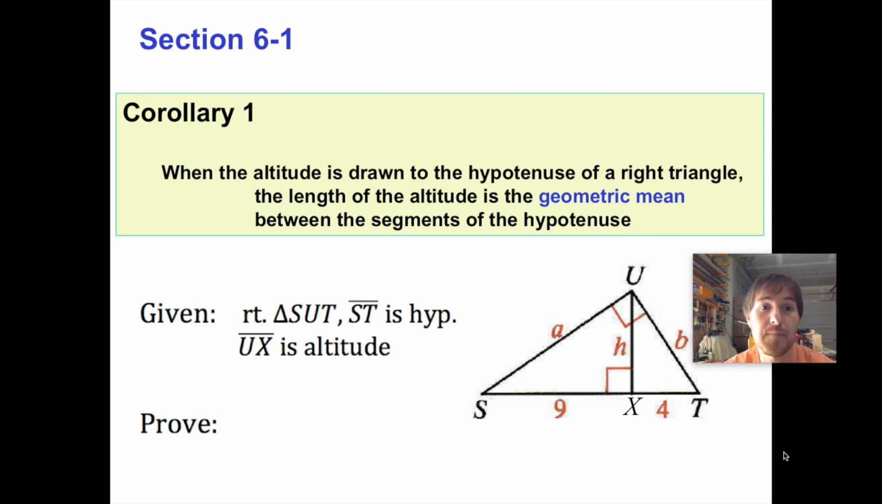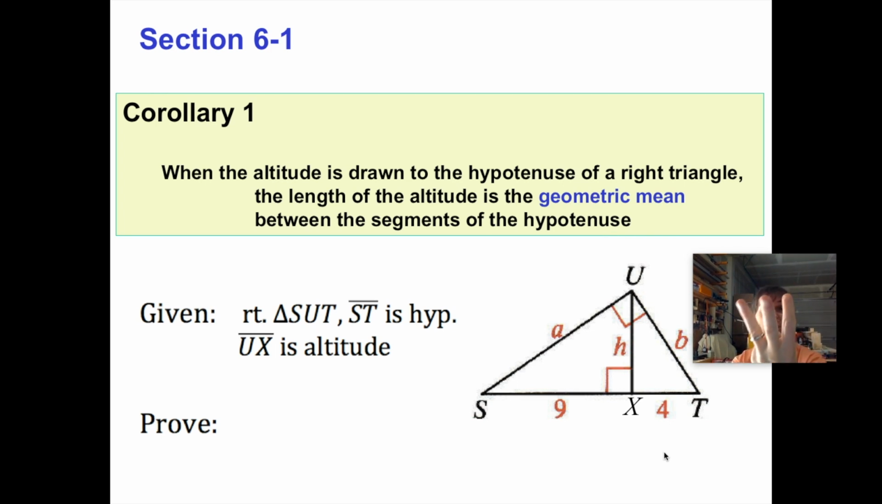Altitude's drawn to the hypotenuse of a right triangle, the length of that altitude, H right here, is the geometric mean between 9 and 4, which I just slowly showed for you here, but we want to get quick at this. You're going to have this down to solve problems like this pretty quickly in time. So let's make sure we understand what's going on here.